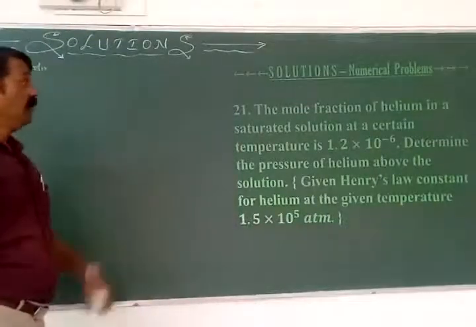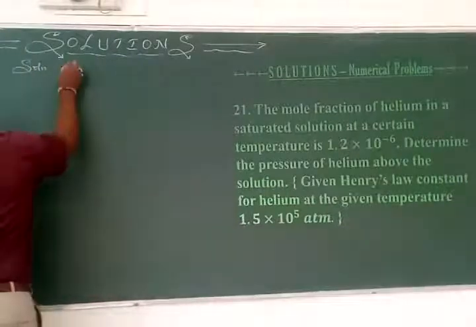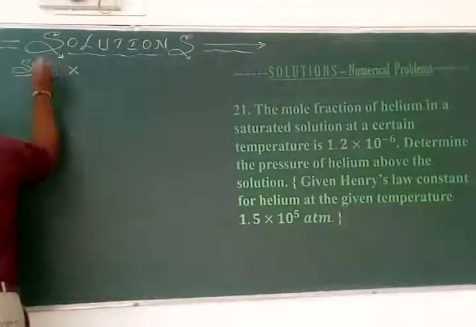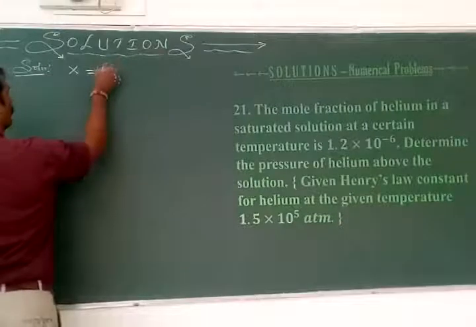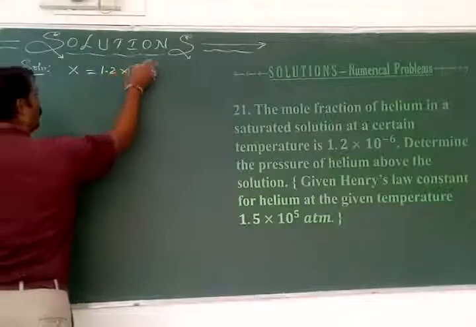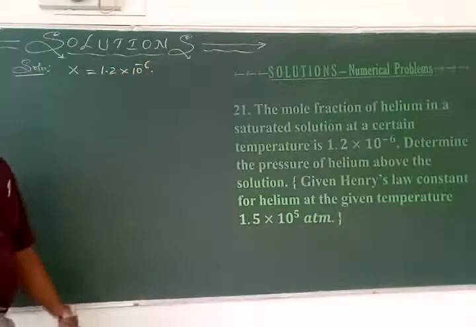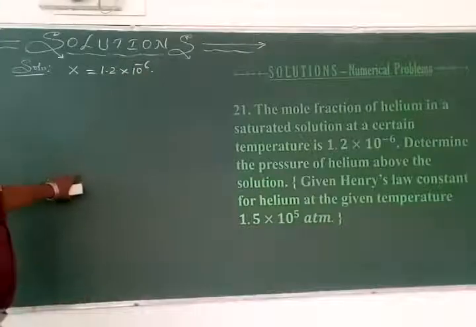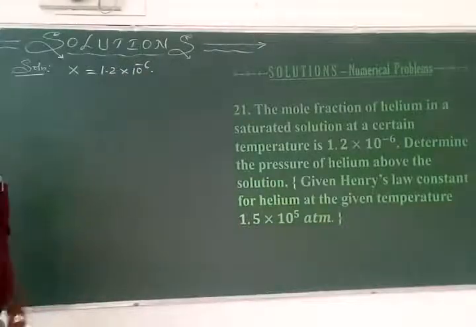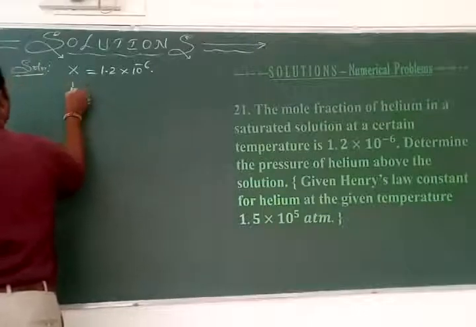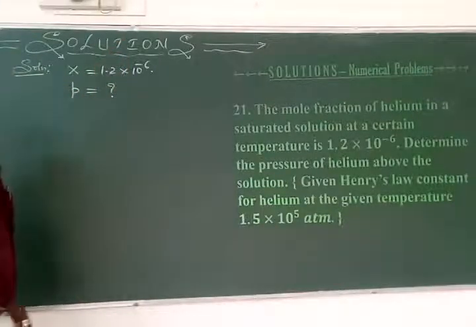So here the mole fraction is given. What is X? X is equal to 1.2 into 10 to the power of minus 6. Okay. Next, determine the pressure of helium above the solution. It is not the original pressure. Pressure of helium above the solution means it is indirectly the partial pressure of helium.